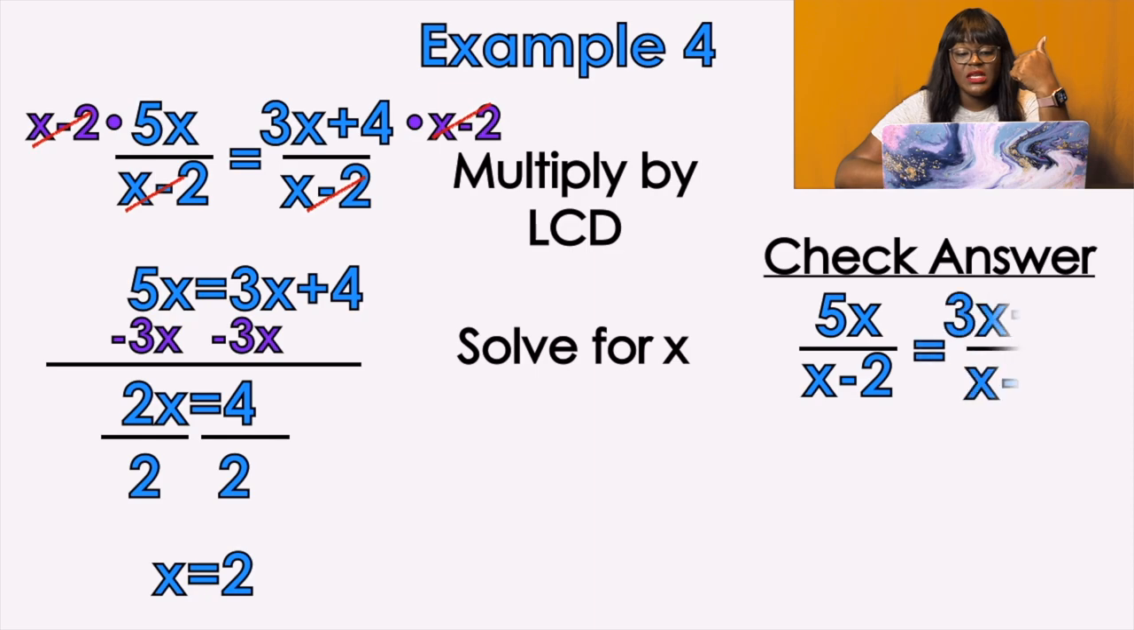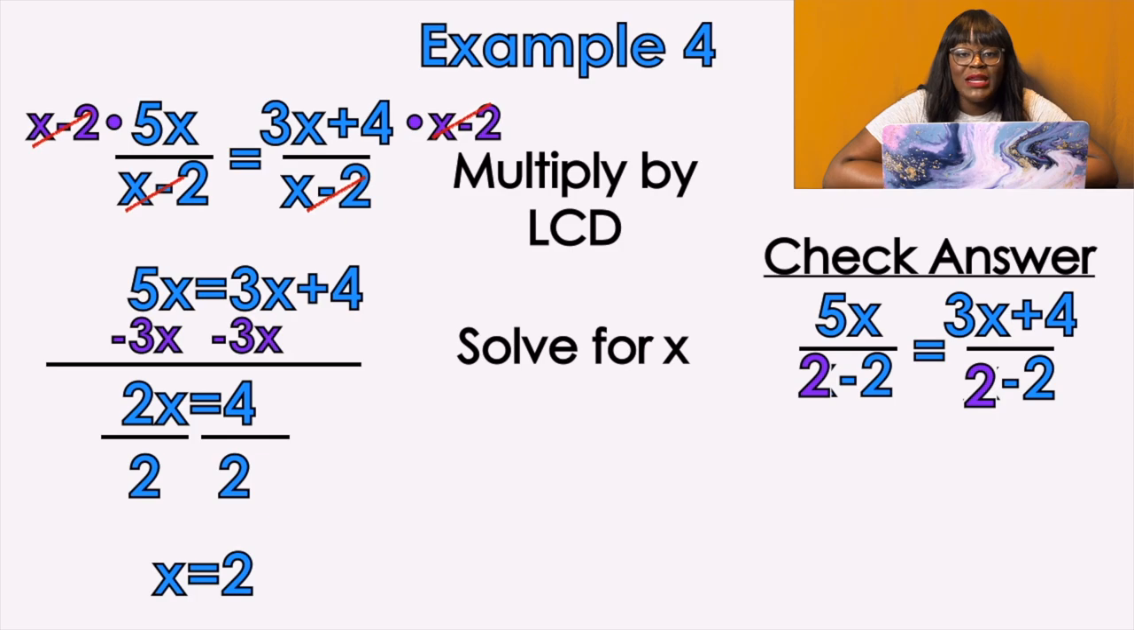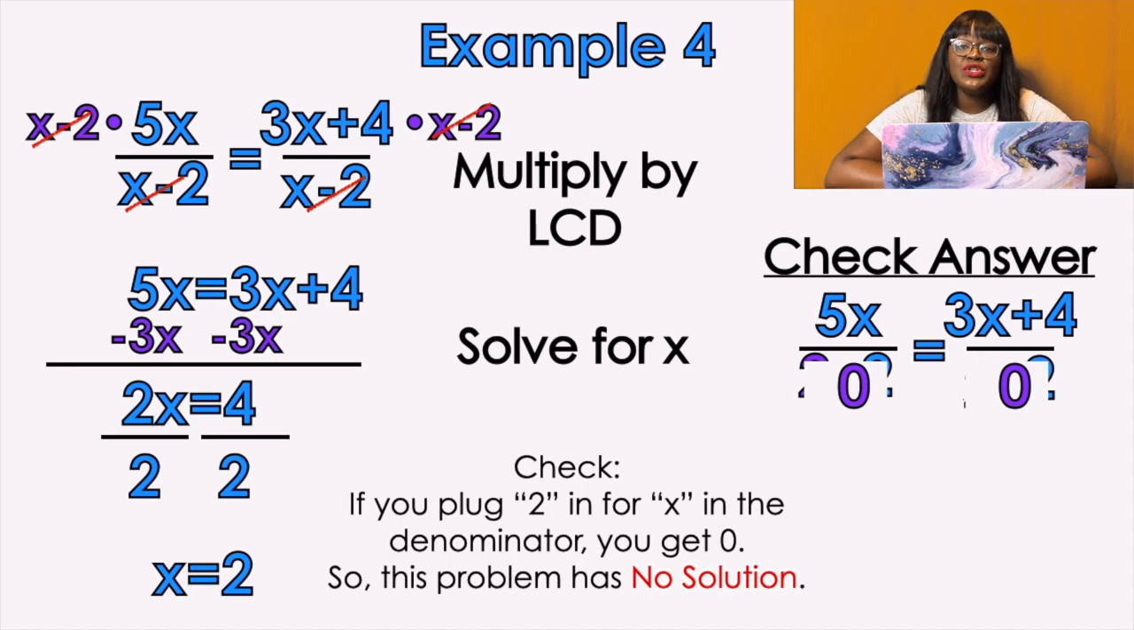What I notice is my original denominators have 2s in them, and my answer is a 2. So what happens if I plug in that 2? I get 2 minus 2. And then 2 minus 2. What is 2 minus 2? 0. So if you plug in 2 for x, you get a 0 in the denominator. And that is not allowed in math. You know that, right? No zeros are allowed to be in the denominator. That's undefined. The calculator is going to give you an error.